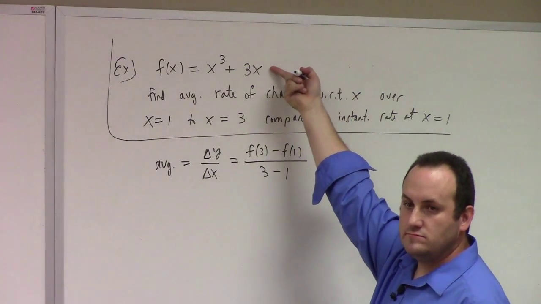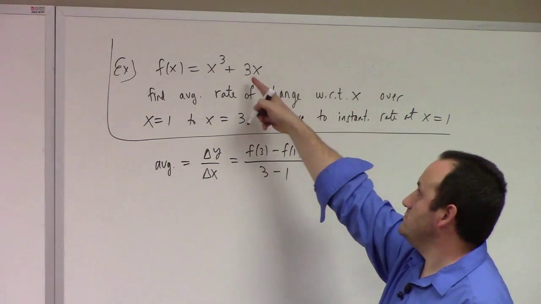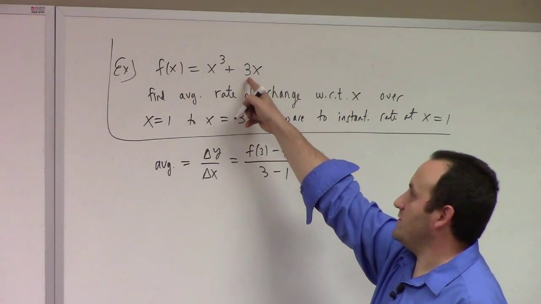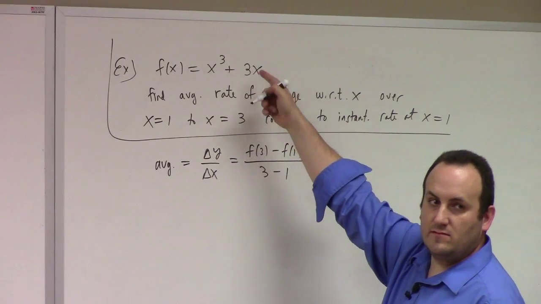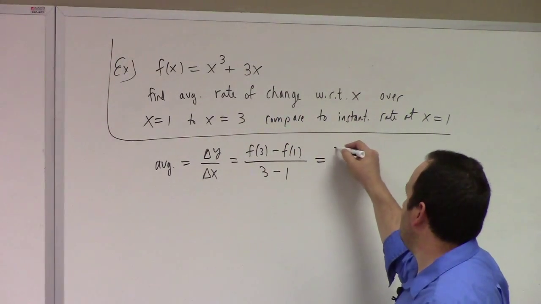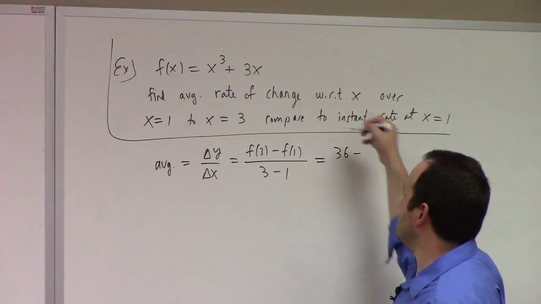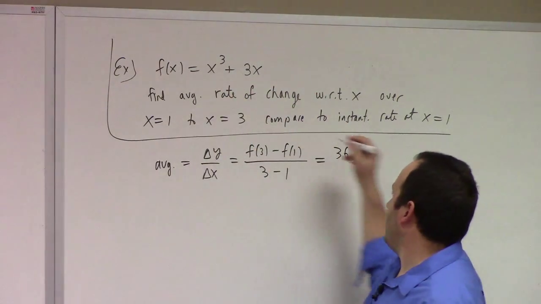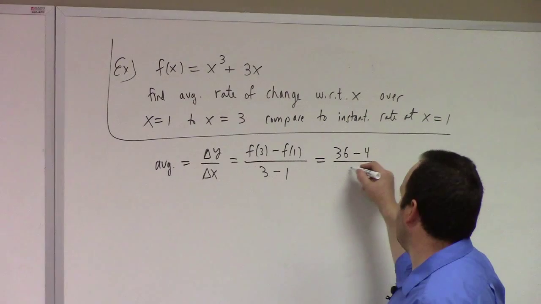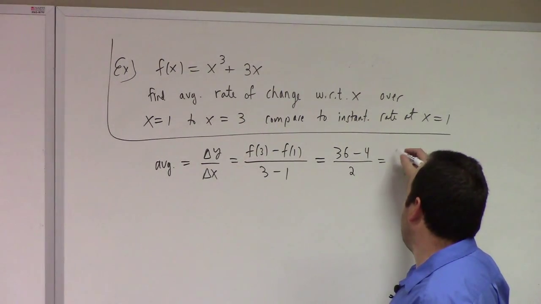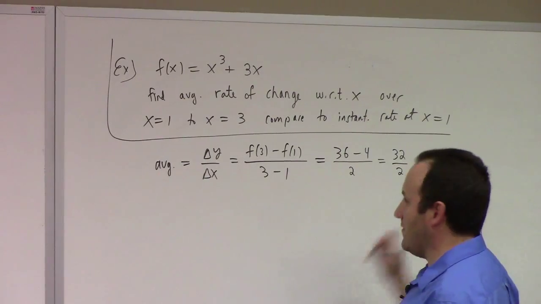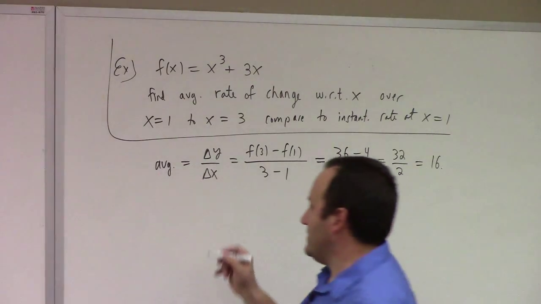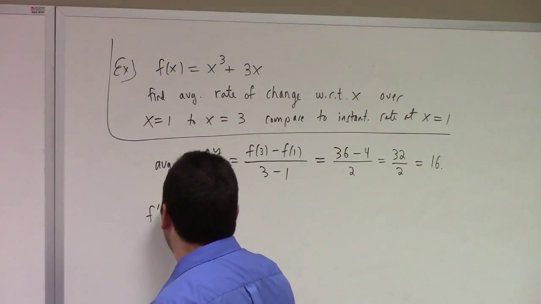3 cubed? 27, 28. Yeah, 27 plus 3 times 3, right? 27 plus 9. Yeah, 36. What's f of 1? 4. So I get 36 minus 4 over 2. In other words, 32 over 2. In other words, 16. In contrast, f prime of 1.